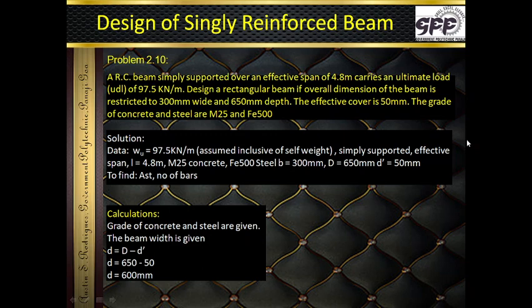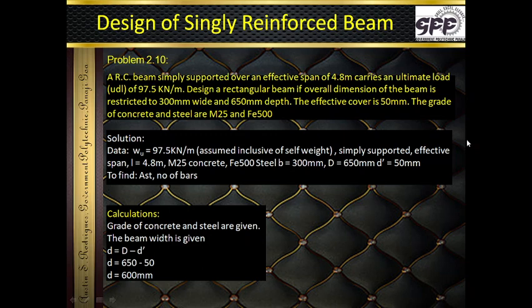Effective cover is given to be 50 mm. So the cover has been already decided. The effective cover has to be 50 mm. So probably the durability condition and the fire resistance have been already taken into consideration, and the effective cover told to us is 50 mm. Grade of concrete and steel prevailing in the structure is M25 and Fe500, so no changes are permitted in that also. So the parameters have been given.